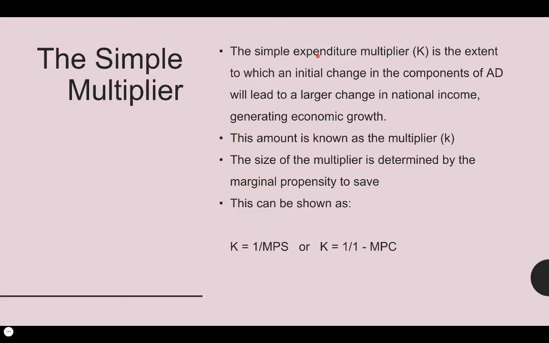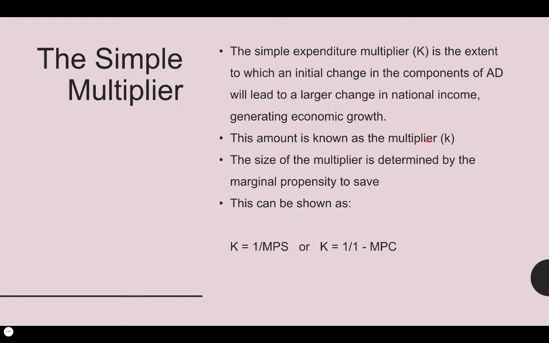So the simple expenditure multiplier is the extent to which an initial change in the components of aggregate demand, such as consumption, will lead to a larger change in national income, or GDP, and this will generate economic growth. So it's important to understand this to understand the causes of economic growth.